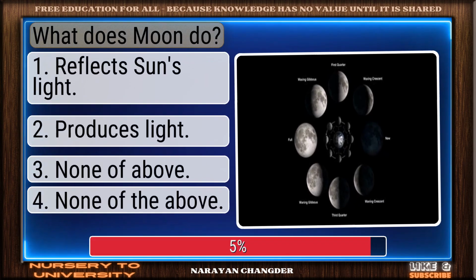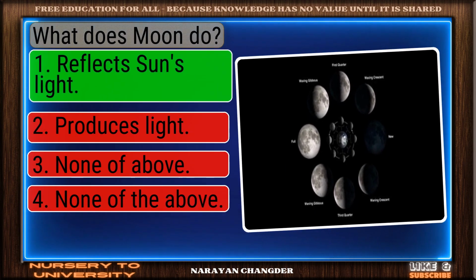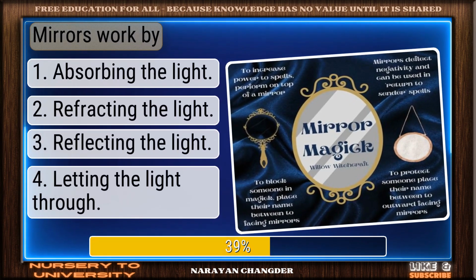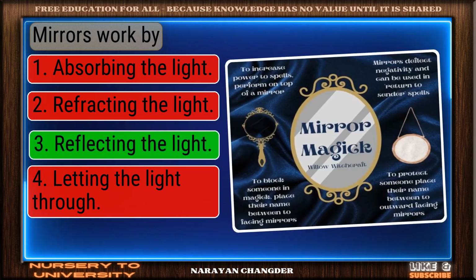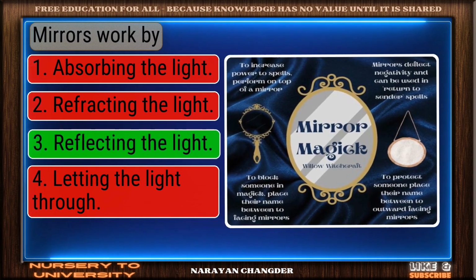What does moon do? Well done. Reflect sun's light is the right choice. Mirrors work by. Nice work. You chose reflecting the light, and it is correct.